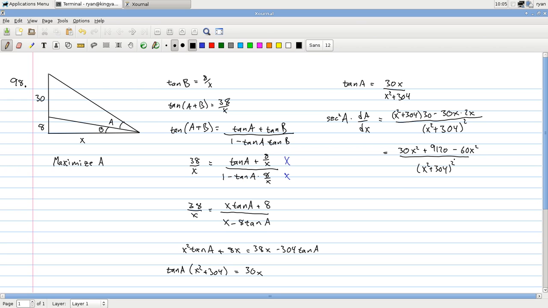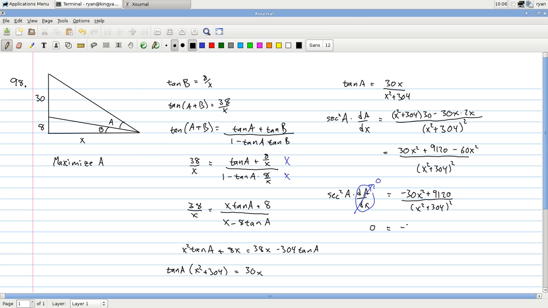We can now combine like terms in the numerator to write this as negative 30x squared plus 9120 divided by x squared plus 304 squared. And this is all equal to secant squared A times dA/dx. I want to know where dA/dx is 0, so I'll set dA/dx equal to 0. That is convenient because it gets rid of the secant squared A. 0 times anything is 0.